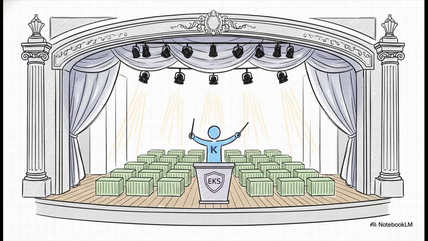Let's go back to that orchestra analogy. If Kubernetes is our conductor, then you can think of Amazon EKS as the whole world-class concert hall. It provides the stage, the lights, the perfect acoustics, everything the conductor needs to put on an amazing show, without ever having to worry about building the venue from scratch. You just get to focus on your music, or in this case, your applications.